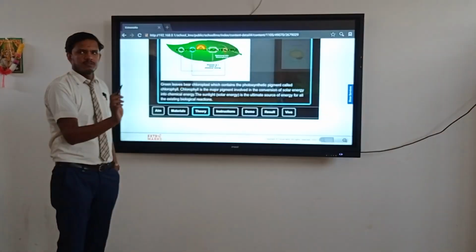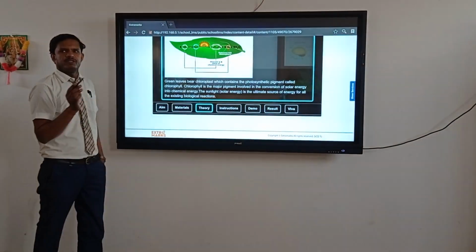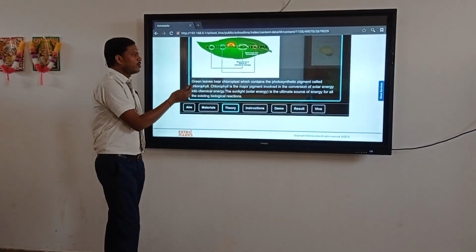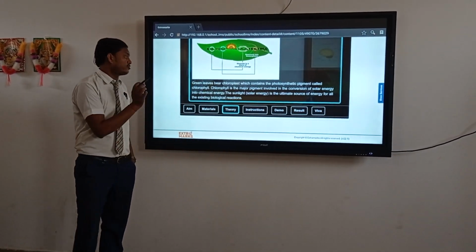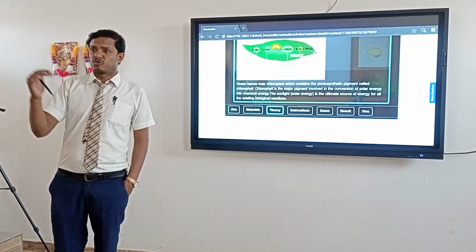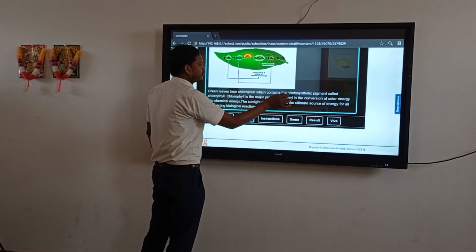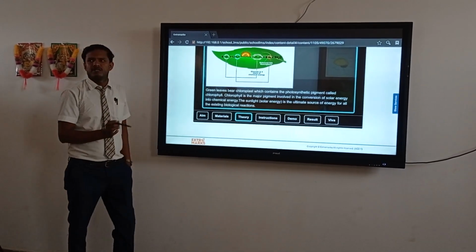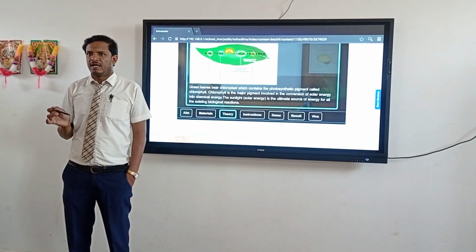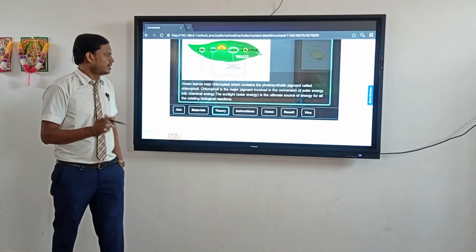The cell organelle known as the chloroplast contains the photosynthetic pigment called chlorophyll. The chlorophyll is present in the chloroplast, and that is present in the green leaf. Chlorophyll is the major pigment involved in the conversion of solar energy into chemical energy. It is your chlorophyll which converts light energy or solar energy into chemical energy. Sunlight is the ultimate source of energy for all existing biological reactions. Any biological reaction that occurs needs energy, and the ultimate source of that energy is the sun.